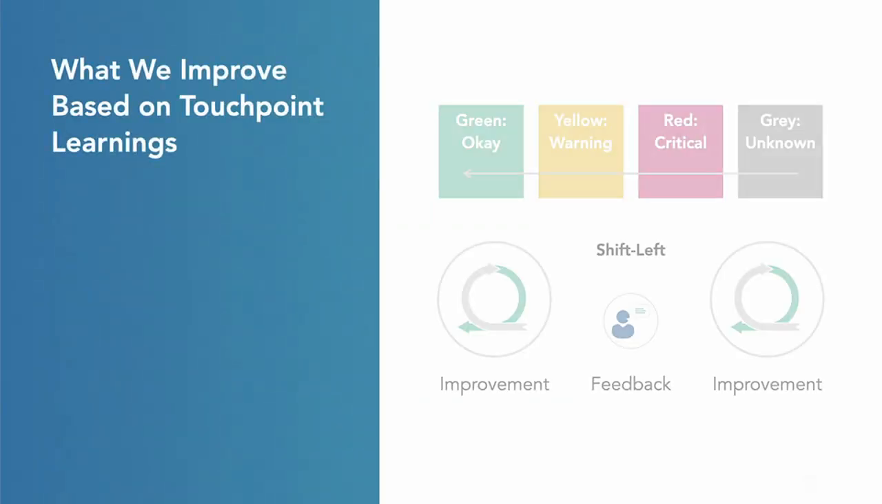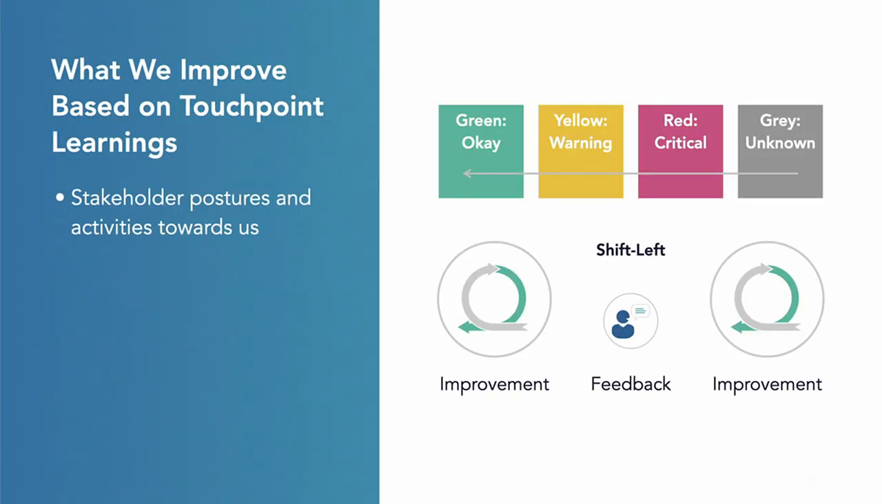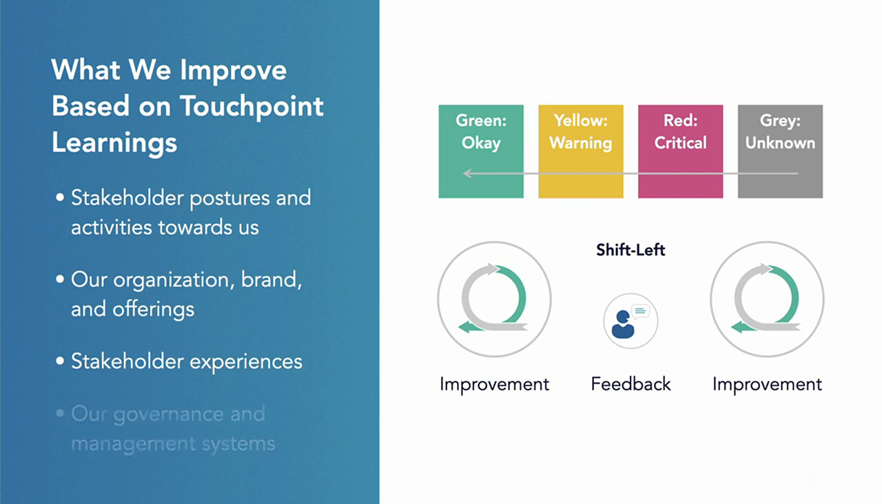Here we see the target of our improvement highlighted. Based on the feedback we gather at touchpoints, we adjust our governance and management systems, organization, brand, and offerings in agile sprints. These feedback loops are part of our governance and management systems. The point at the bottom is the virtuous cycle of Agile Service Management. We don't just do, we improve the doing, continuously. Continuous improvement is part of the core work we carry out.